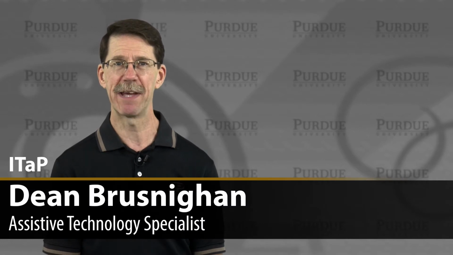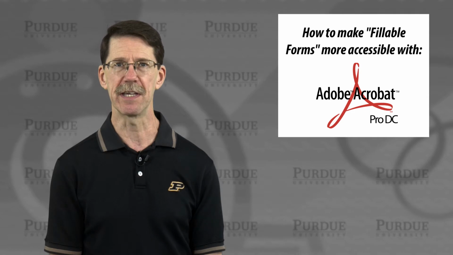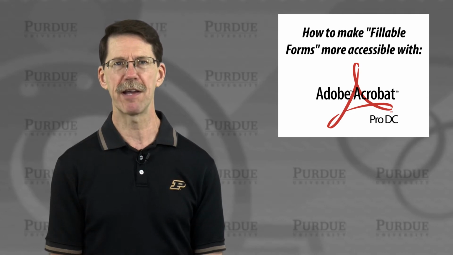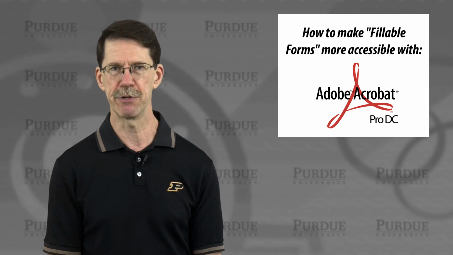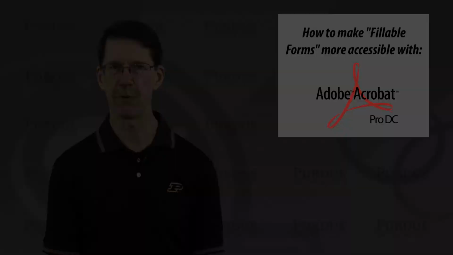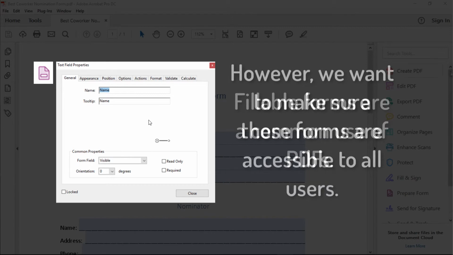Hi, I'm Dean Brusnighan, and I'm going to show you how to make fillable forms more accessible in Adobe Acrobat Pro DC. The step-by-step process ensures the form fields have an accessible label for screen reader users and are in the proper reading order. A common use of PDFs is to create a form that can be completed on the computer. Like all PDFs, I want to ensure my PDF form is accessible to all users.